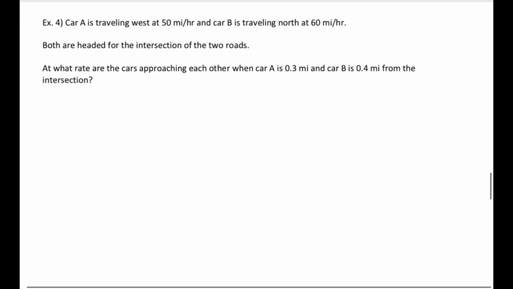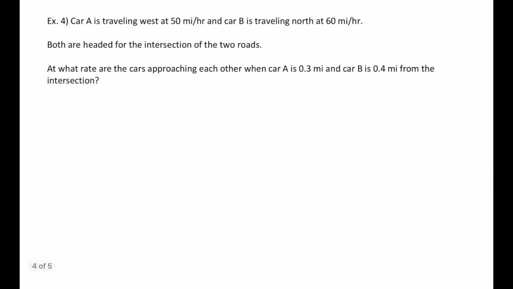Let's take another one. Car A is traveling west at 50 miles per hour, and car B is traveling north at 60 miles per hour. Both are headed for the intersection of the two roads. At what rate are the cars approaching each other when car A is 0.3 miles and car B is 0.4 miles from the intersection? So here's the idea. We've got some intersection. A is traveling west. B is traveling north, which implies that B is somewhere down here. A is somewhere over on the right. That way, we're approaching the intersection.